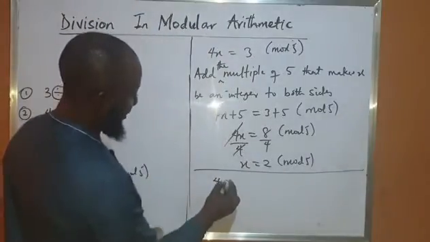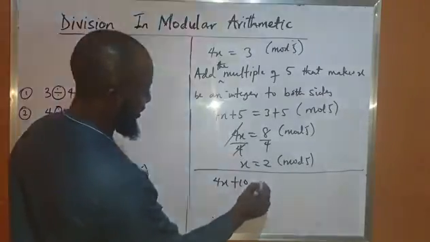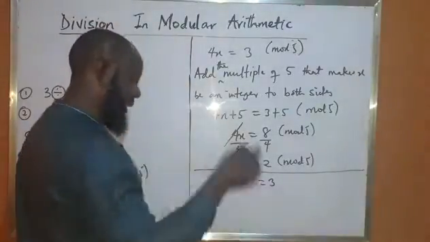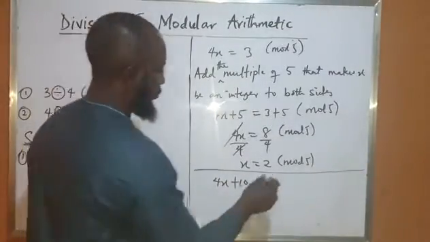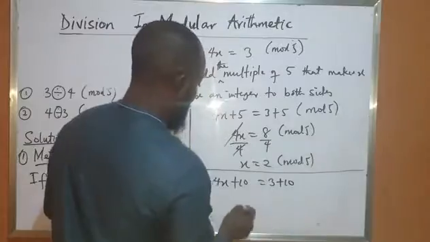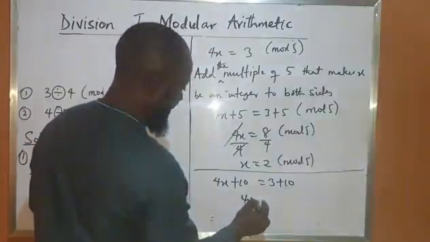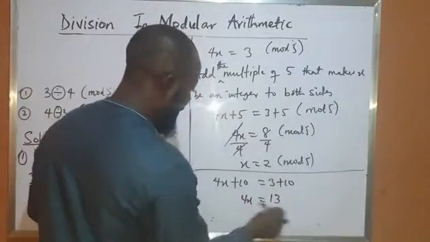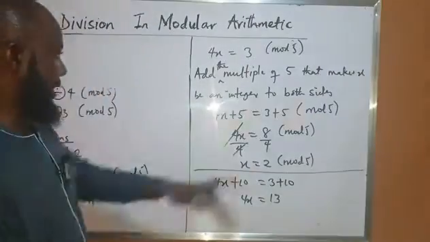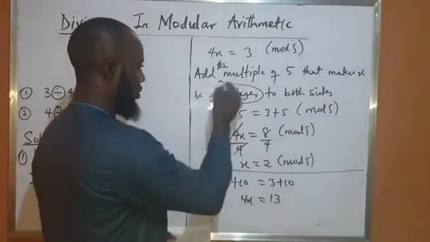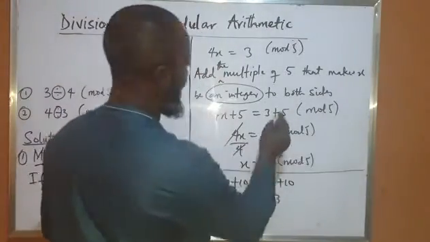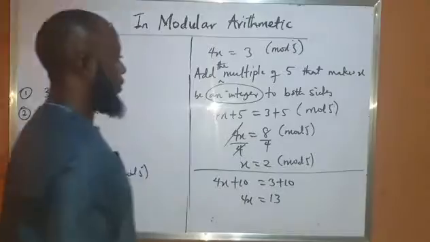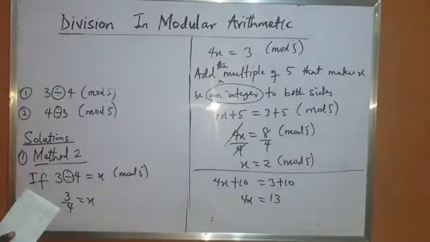So 4x plus 10 equals 3, because the multiple of 5 you are adding returns to 0. So plus 10, right? This is 0, that will be 4x equals to what? 13. So when you divide both sides, you will not get an integer. So that is the focus. We want to get a whole number. So in that case, 5 goes. So we multiply by what? 5. Add 5 to both sides. So that is the second method. I hope this is very clear.